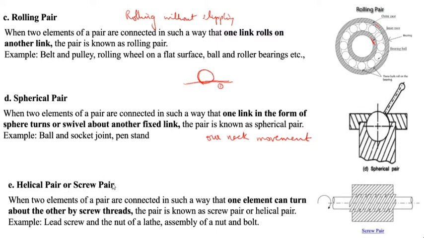What is helical pair or screw pair? When two elements of a pair are connected in such a way that one element can turn about the other by screw threads, the pair is known as a screw pair or helical pair. Lead screw and the nut of a lathe, assembly of a nut and bolt. This is relative motion. Relative motion is over the threads.